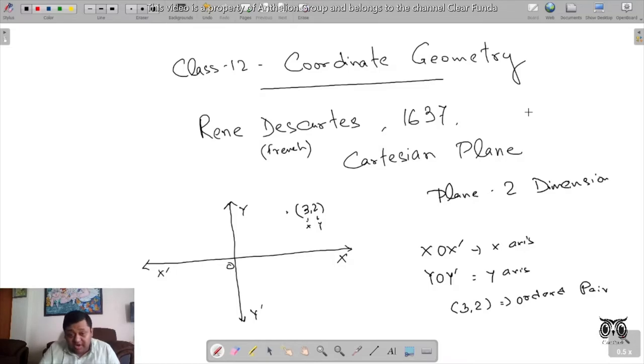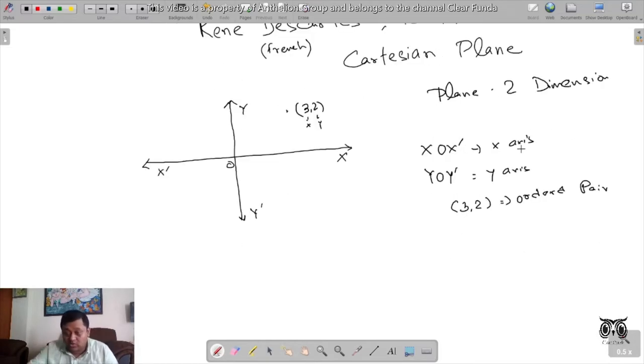Please note that in this ordered pair, (3, 2) is not equal to (2, 3), because if this is (3, 2), then (2, 3) will be somewhere here, because the first one will always tell you the distance in the x direction, and the second one will tell you the distance in the y direction, which means the first one will tell you the distance from the y-axis.